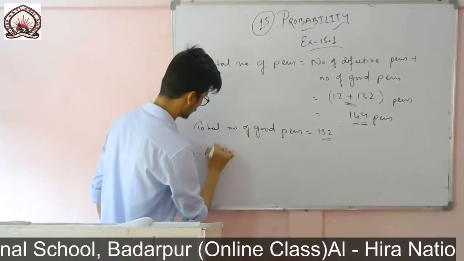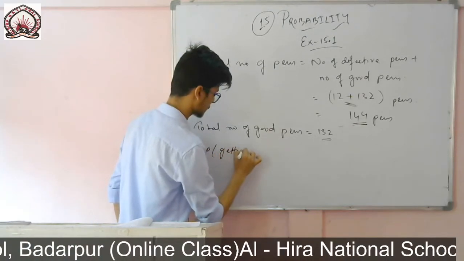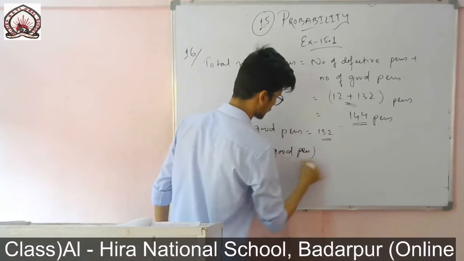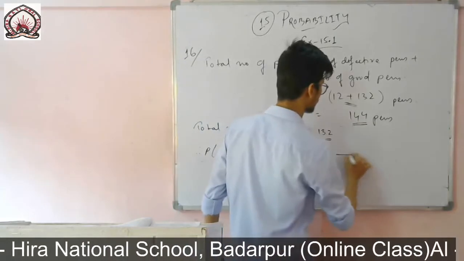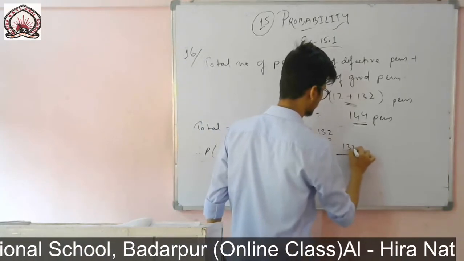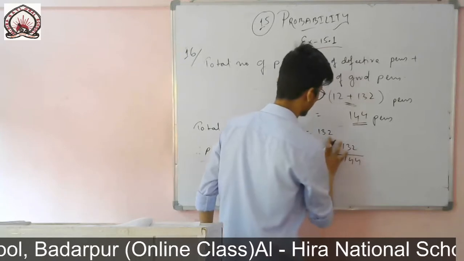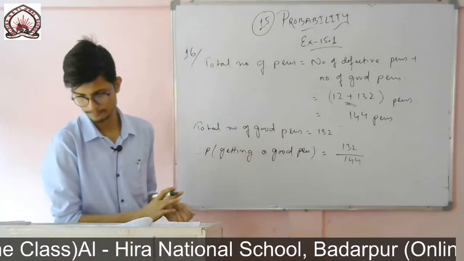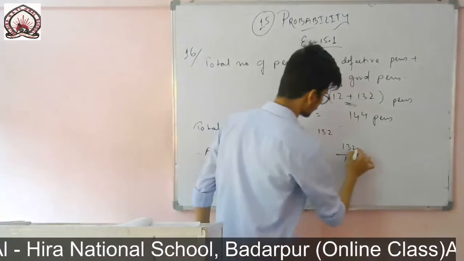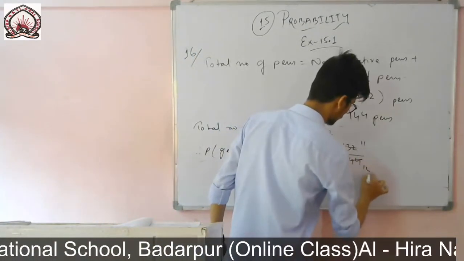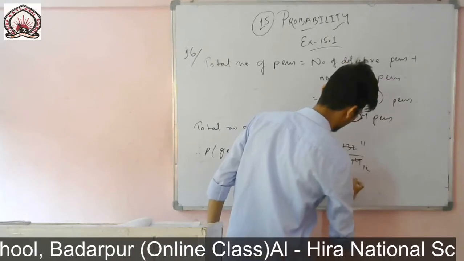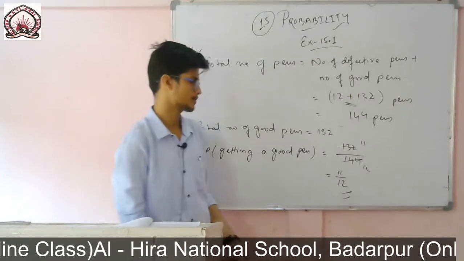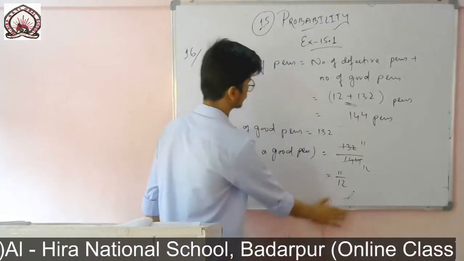Therefore, the probability of getting a good pen will be the favorable outcome, 132, divided by 144. 12 11s are 132, 12 12s are 144. So the answer is 11 by 12. The required probability is 11 by 12. So this is our required answer.